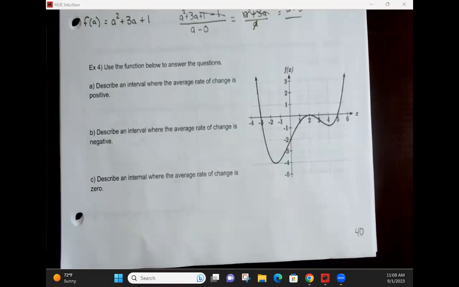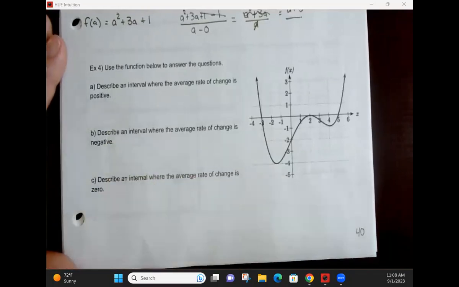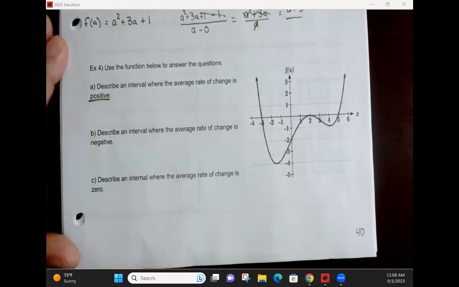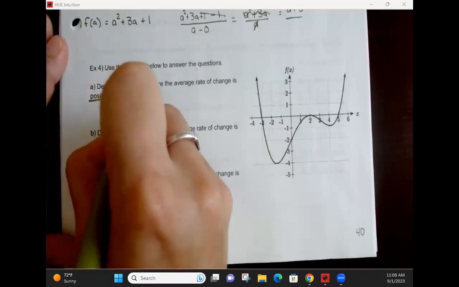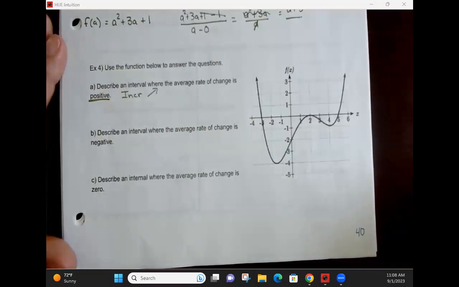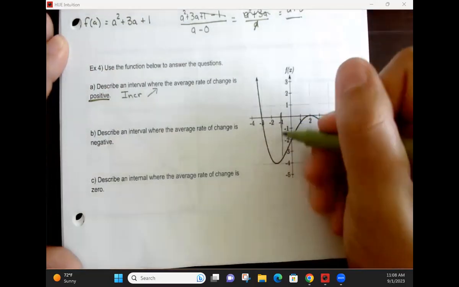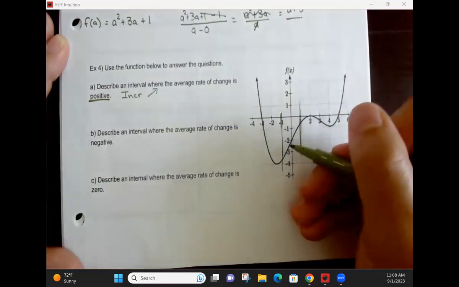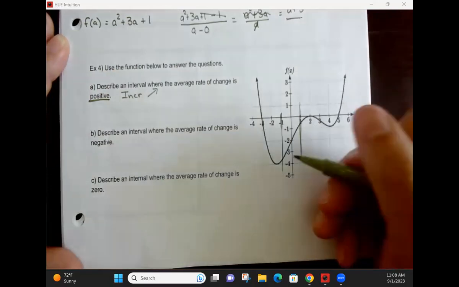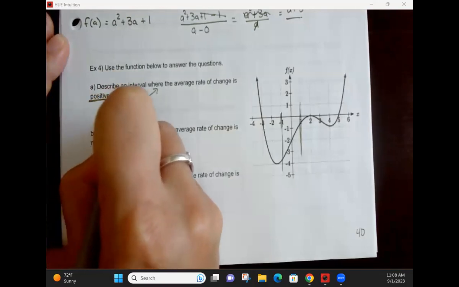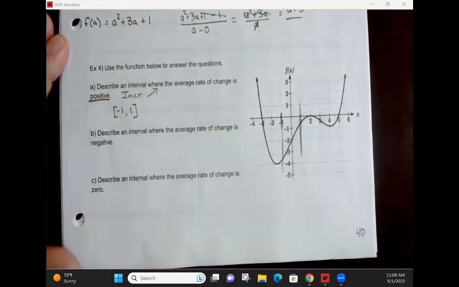So there's not one correct answer here, but if I look at A, describe an interval where the average rate of change is positive, that means that we are increasing. So I should be going up from left to right. Remember, we describe intervals based on their x values. So for example, I might say I have an interval from -1 to +1, where I expect my average rate of change to be positive because that section of my graph is increasing.